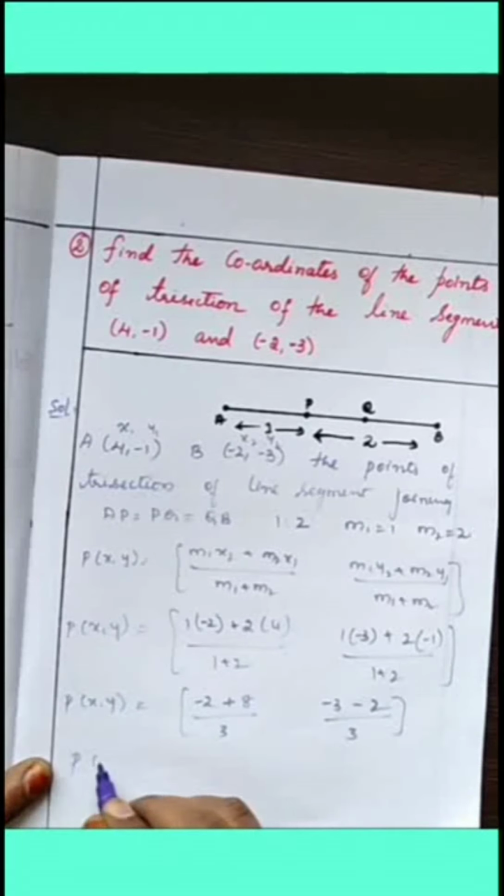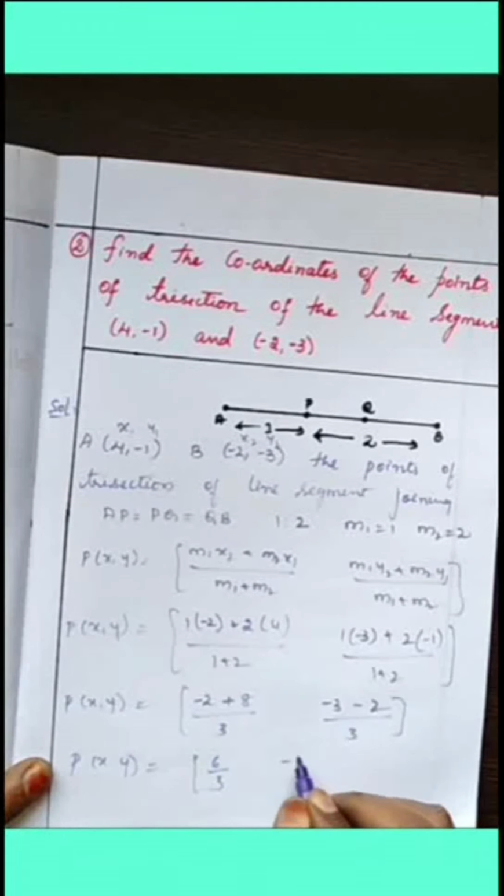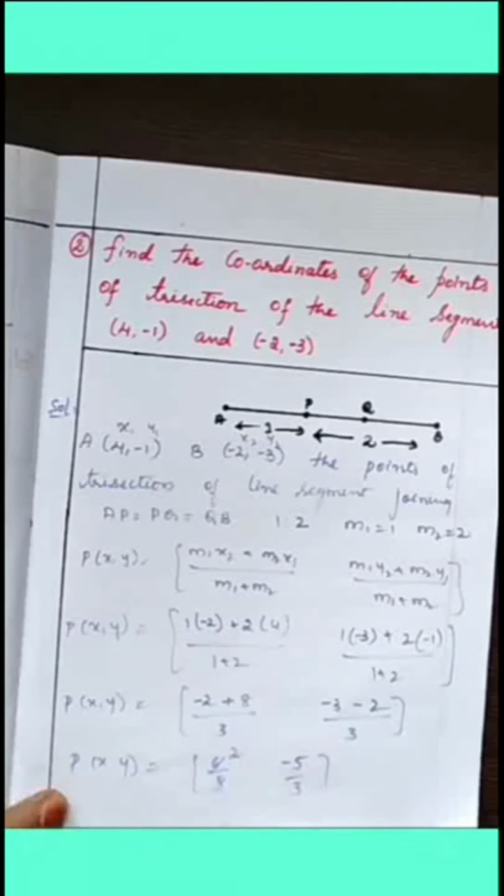Next, P of x, y equal to (8 minus 2, how much will you get, students? 6) by 3. Then (-3 minus 2, that is -5) by 3. 3 1s are 3, 3 2s are 6. Then P of x, y equal to 2, -5 by 3. It means x value is 2, y value is -5 by 3.